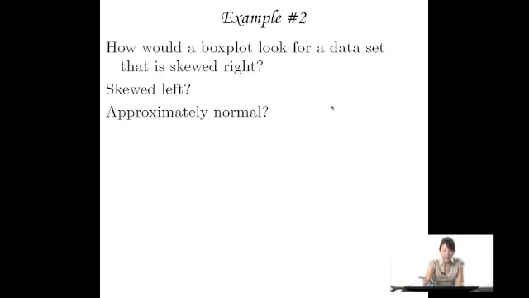So example 2, how would a box plot look for a data set that is skewed right? Now remember, in a skewed right distribution, we have a few of these outliers that are very, very great. They're very positive, way far away from the negative side. So what would a box plot look like? Well, for a data set that's skewed right, which I'll write in red, skewed right.